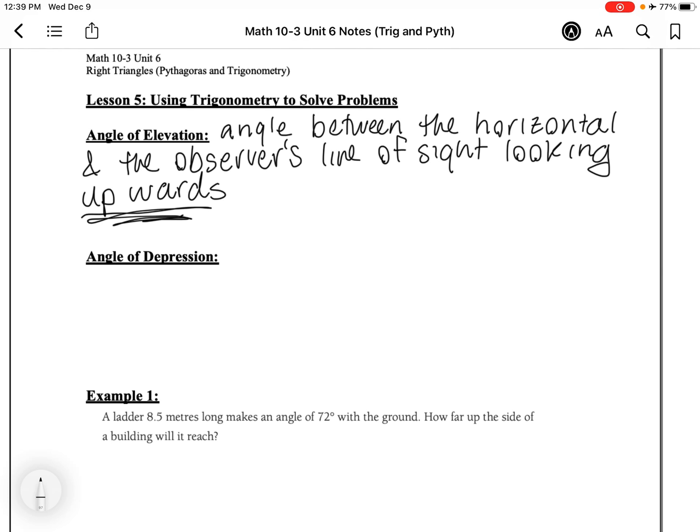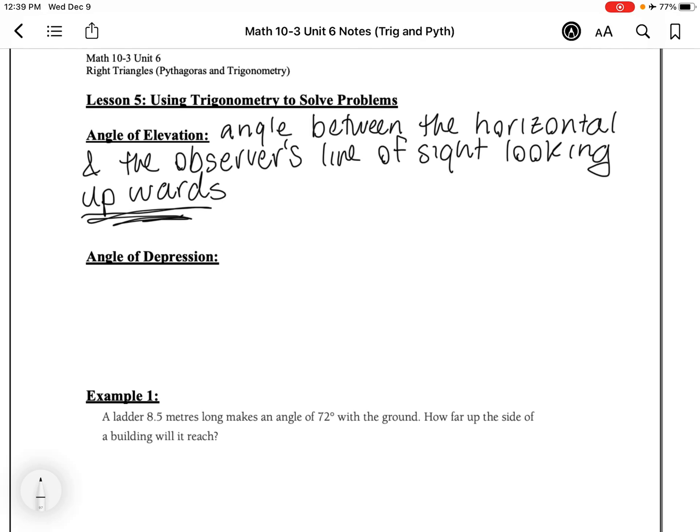Okay, so if someone's looking up at something, then it's the angle between the horizontal. So imagine a horizontal line from their eyes and their line of sight and where they're looking. And I'm going to draw a picture of this in a moment, so don't worry if you can't picture it right now in your head. Okay. Angle of depression. Well, if you're depressed, imagine that you're kind of feeling down. Okay. So the word depression is connected to being down.